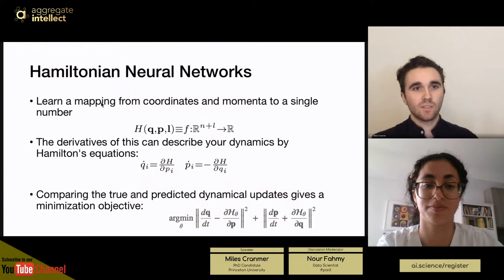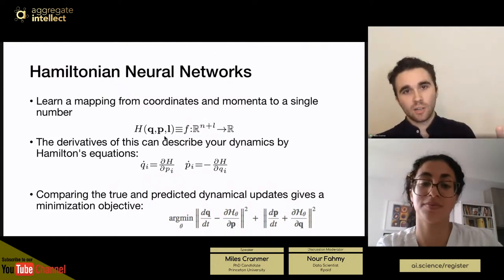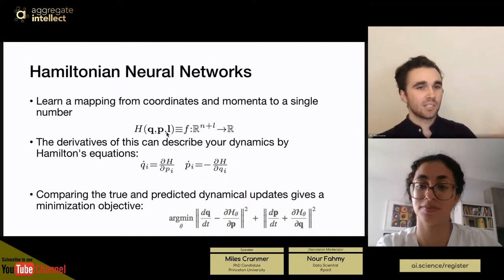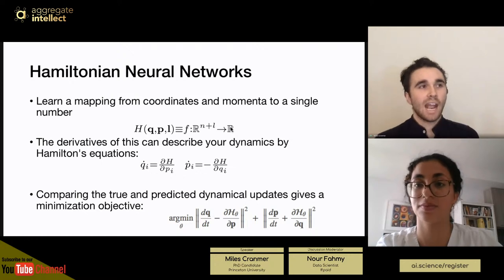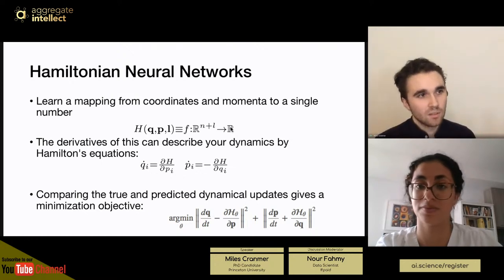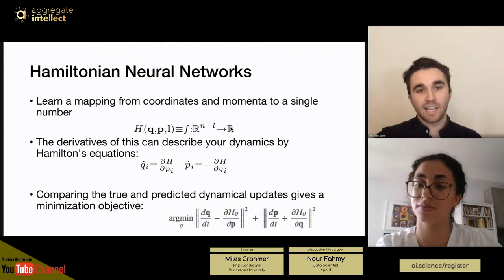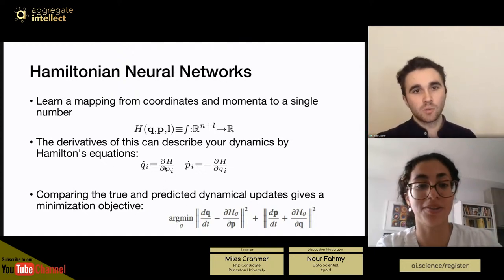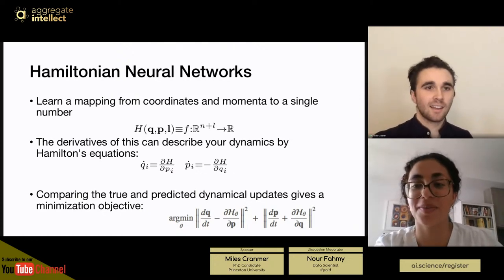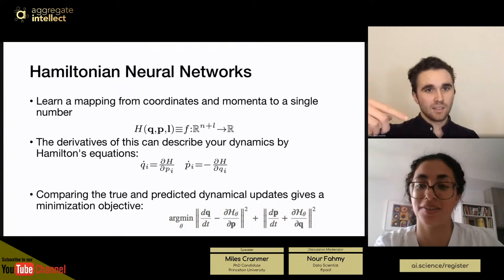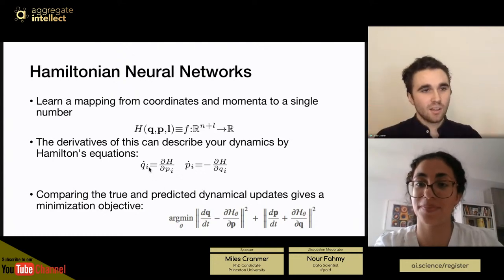And so you learn a mapping from your position, momenta, non-dynamical coordinates, like length of a pendulum, to an energy. So it just has to predict a single value. And then since neural networks are differentiable, you can just take derivatives of the neural network, and that gives you the dynamics. So you take the derivatives of the neural network, and you can use Hamilton's equations. It just gives you the dynamics for free.